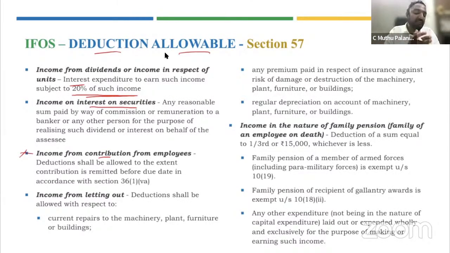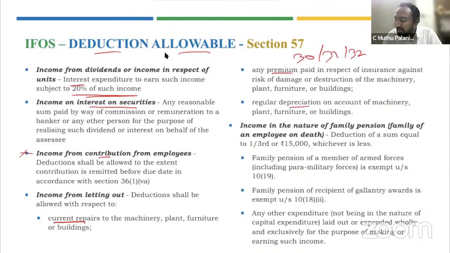So in case it is covered under income from other sources, here you don't get that flat 30%. So what happens? Whatever is current repair to machinery, plant, furniture will be covered. Any premium paid for insurance, regular depreciation. So if you actually look at it, section 30, section 31, section 32. These three sections' expenditure can be claimed in case of income from letting out.